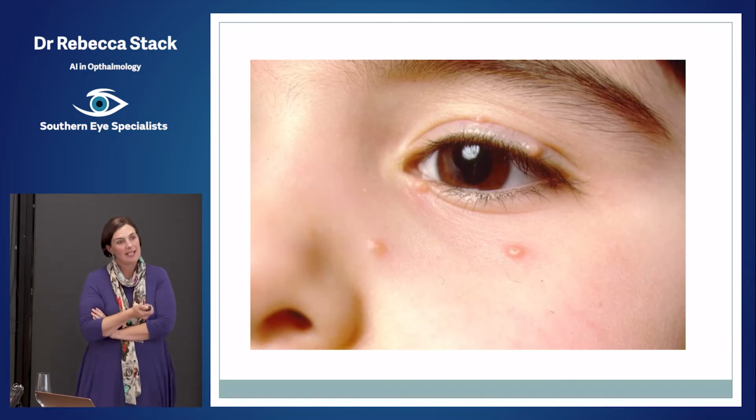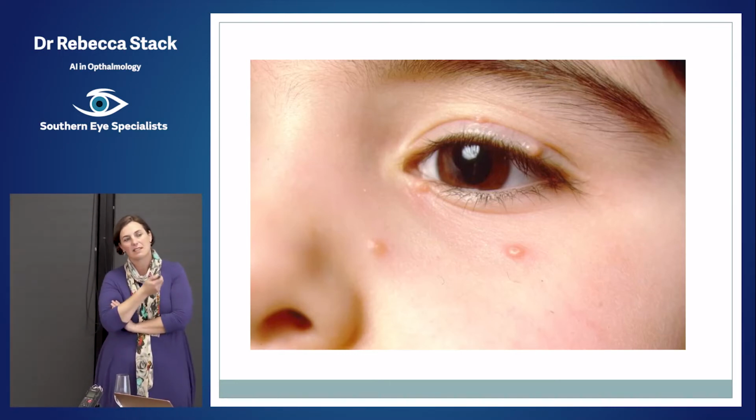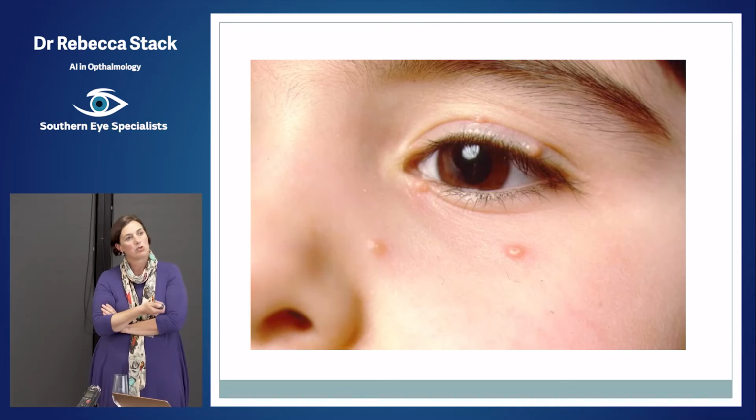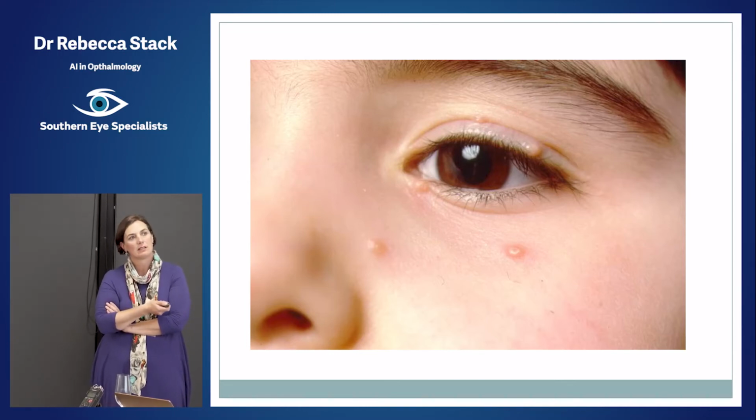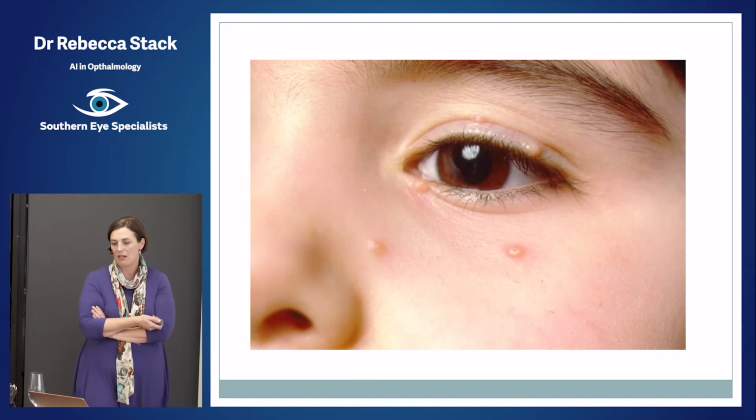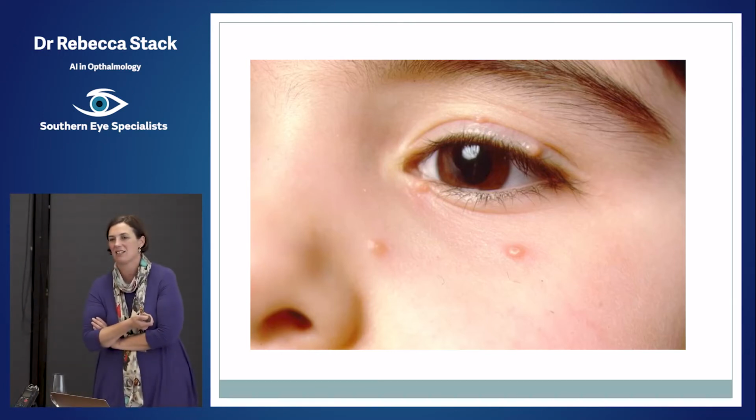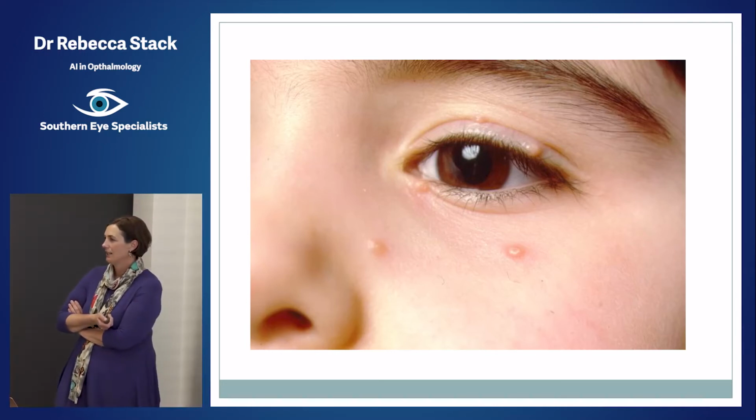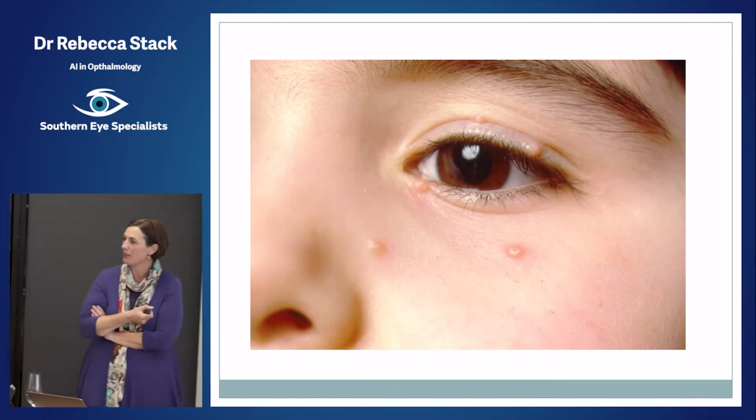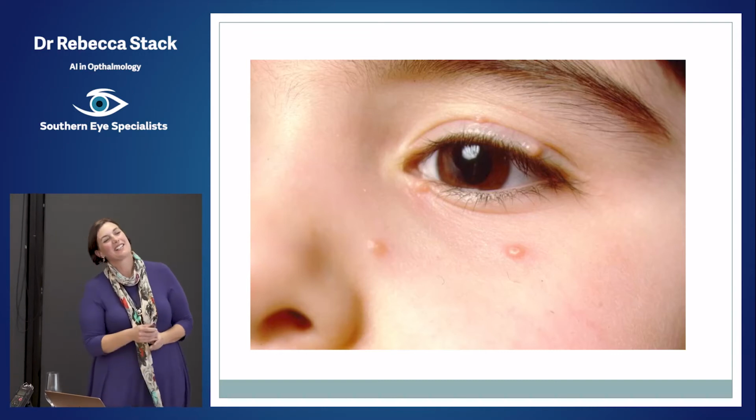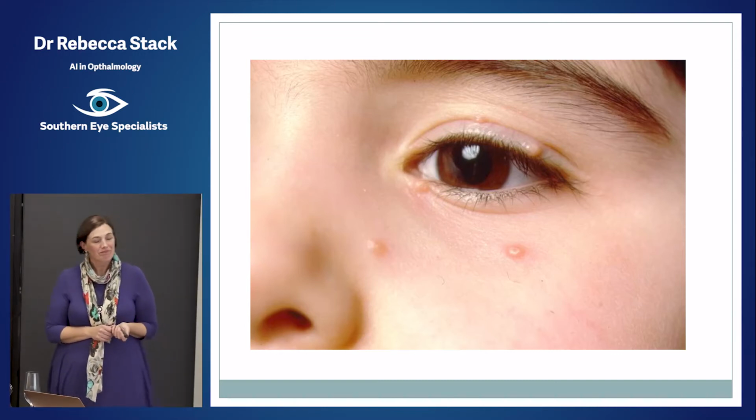Everybody probably knows what this is, but this is a child with multiple lesions. Usually they'll present to you because they've got a recurrent conjunctivitis and a red eye, and the parents will come in and say they just keep getting conjunctivitis. Yep, I'm sure that's what it is. So this is molluscum contagiosum.